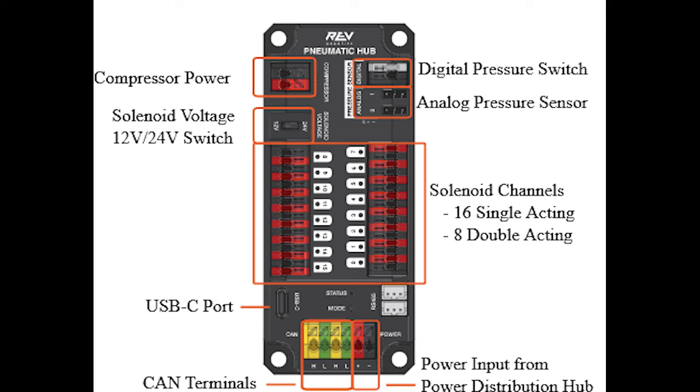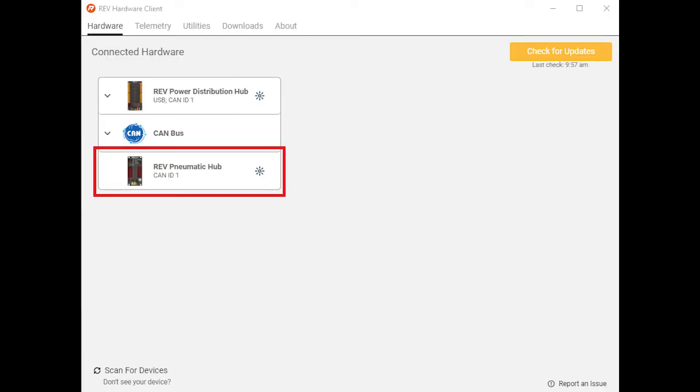Also note that we can plug it into our laptop through USB-C to configure our Rev Pneumatics hub directly on the Rev hardware client, allowing us to set things like CAN IDs. Now that we know the parts, let's see how they are implemented. First, we need to understand the FRC regulations.